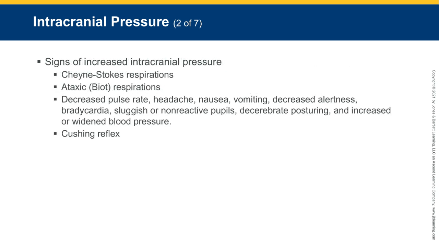Signs of increased intracranial pressure include abnormal breathing patterns such as Cheyne-Stokes respirations and ataxic respirations. Other signs include decreased pulse rate, severe headache, nausea, vomiting, altered mental status, bradycardia, and widening blood pressure. This combination of increased blood pressure, slow heart rate, and irregular respirations is known as Cushing's reflex.